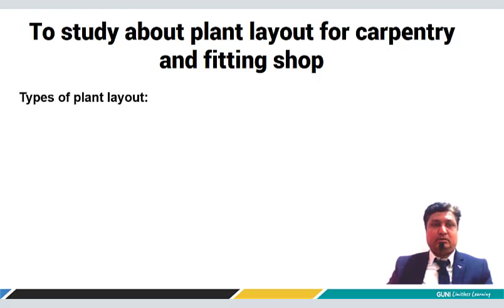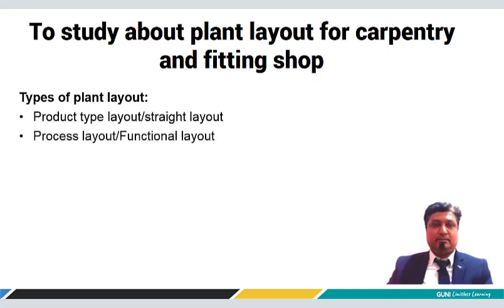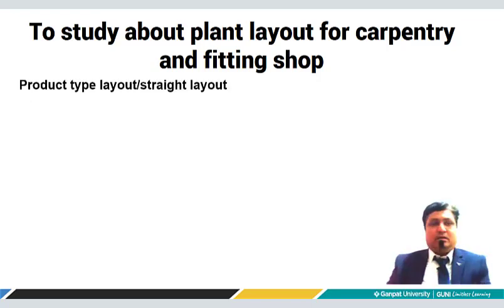Now let's talk about various types of plant layout. The main types of plant layouts are product layout, also known as straight layout, process layout, also known as functional layout, and the third one is the fixed position layout. Now let's see the various types of layout one by one. First of all, product type or straight layout.